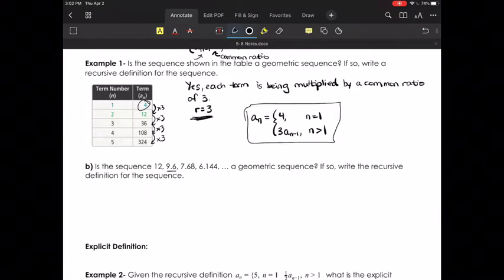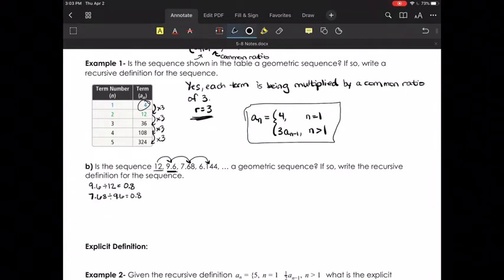So what you can do is take the second number and divide it by the first number to get your ratio. So I have 9.6 divided by 12. That gives you 0.8. You always want to check to make sure that it's the same ratio for every term. Is this being multiplied by the same thing every time? So I'm going to check. I'm going to do 7.68 divided by 9.6, so this third term divided by the second term.